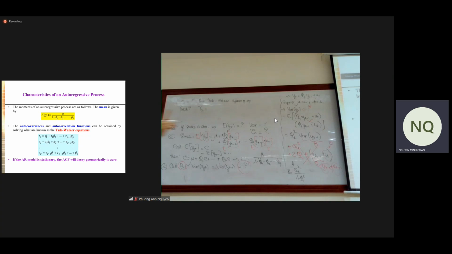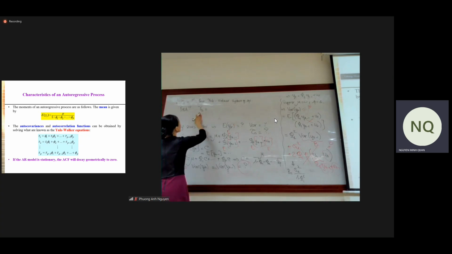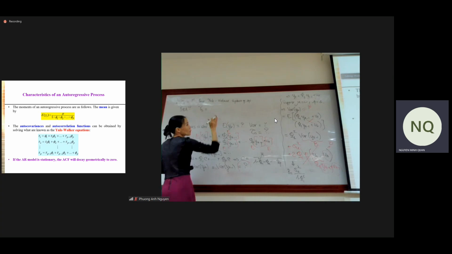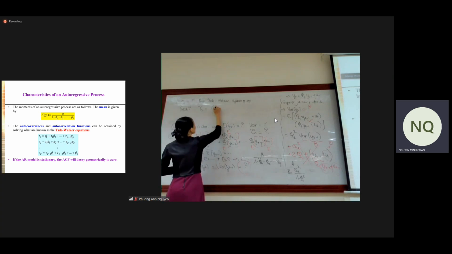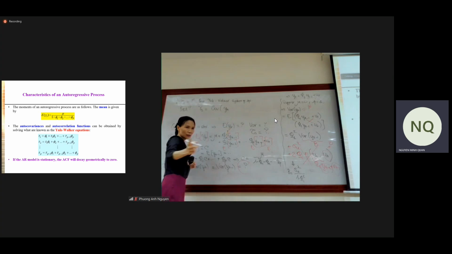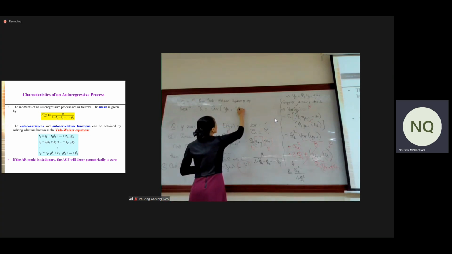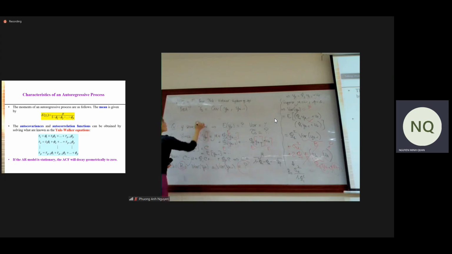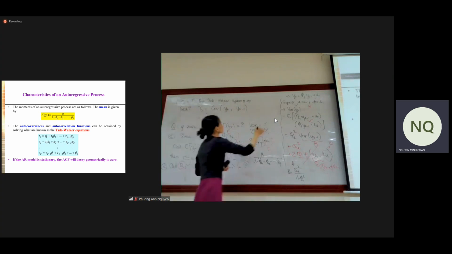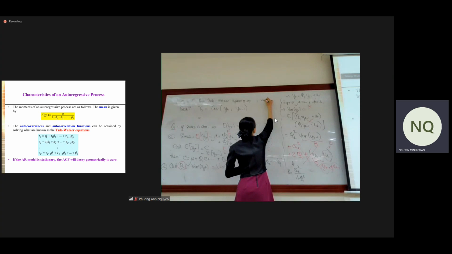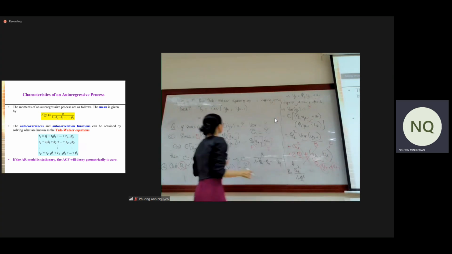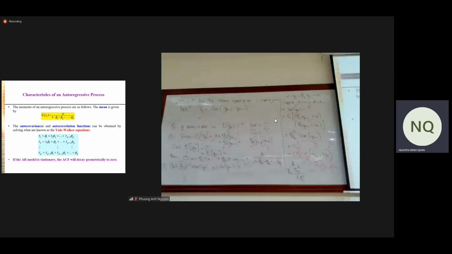Okay, so we start with gamma 1, autocorrelation of order 1. By definition, it's the covariance of y_t and y_{t-1}. Of course we are supposed to simplify that: mu is equal to 0, so I don't need to worry about the mean. So what do you think?